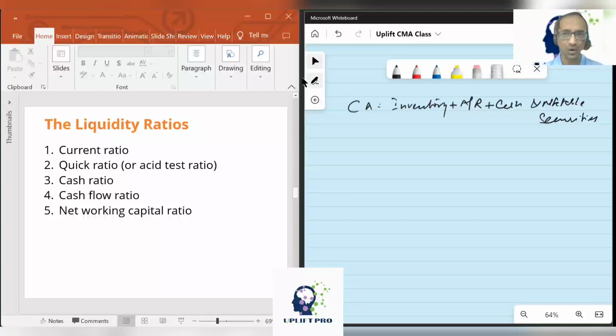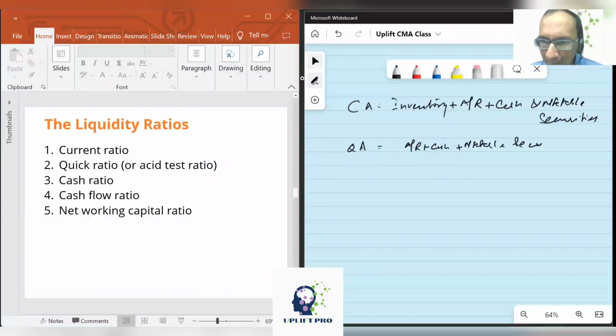So current assets include all of these. Now, what do quick assets include? Quick assets include everything given above except inventory. So it is accounts receivable plus cash plus marketable securities. Another way to put it, I will write it here: quick assets is equal to current assets minus inventory.